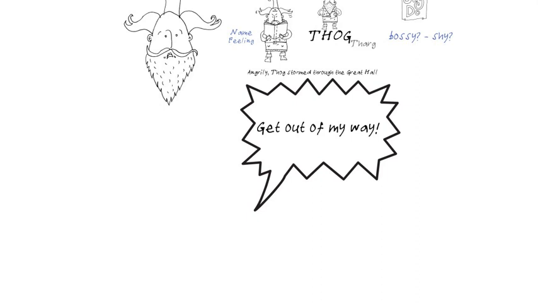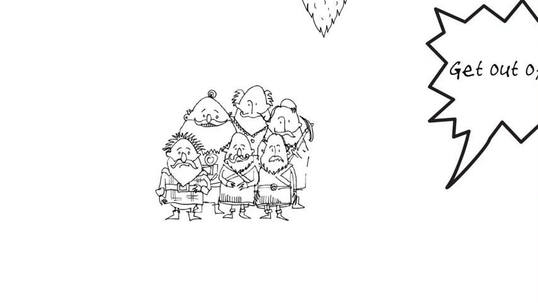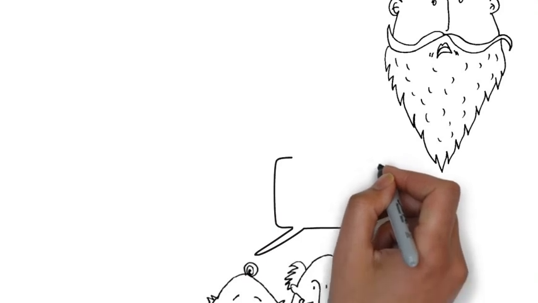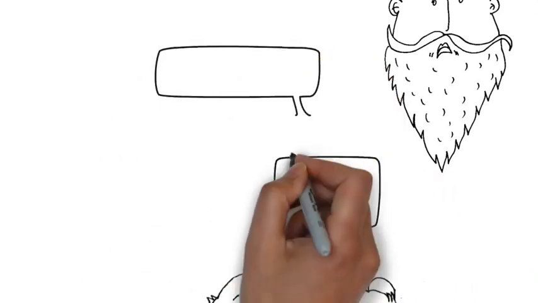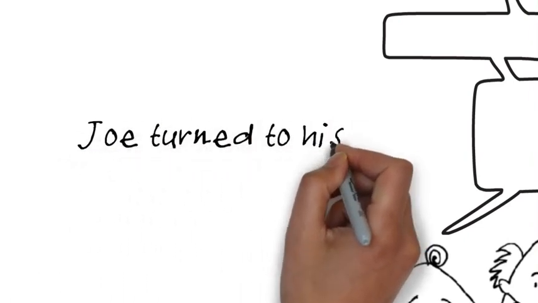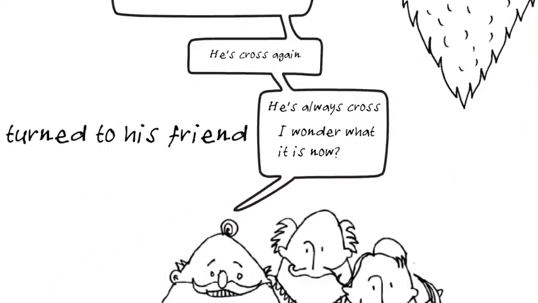You can also do a little bit on characterization through what other people think or what other people say. So we might have a couple of other dwarves or maybe a couple of hobbits who then say something to let the reader know what the character's like. So we might say, Joe turned to his friend. "Look at Thog. He's cross again. He's always cross. I wonder what it is now."